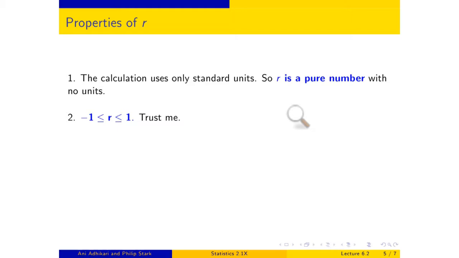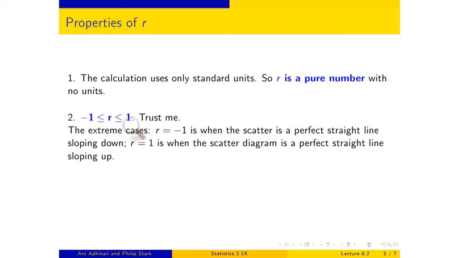Let's say what we've said about the extreme cases. When r is +1, you have a scatter diagram that is a perfect straight line sloping up. When r is -1, you have a scatter diagram that is a perfect straight line sloping down.